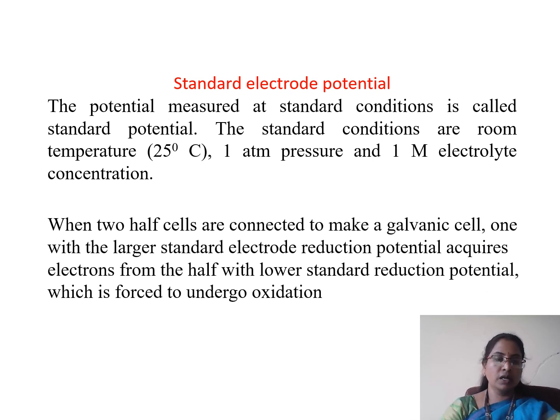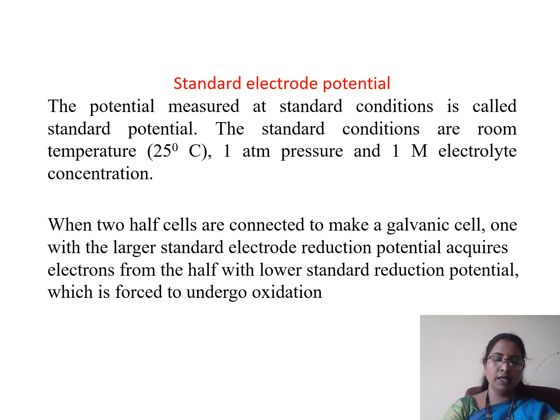A galvanic cell, you already know about that. A galvanic cell is a combination of two half cells. One half cell acts as the anode, that means the electrode material is involved in oxidation. The other half cell is called the cathode, so the cathodic material is always involved in reduction. The tendency of an electrode to lose or gain electrons when it is kept in contact with its own aqueous salt solution is nothing but electrode potential.